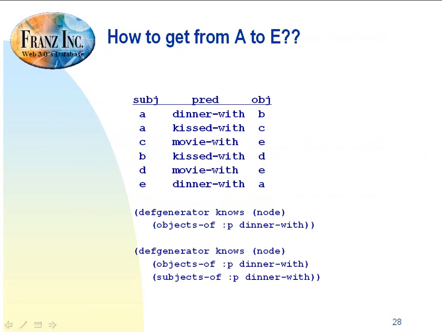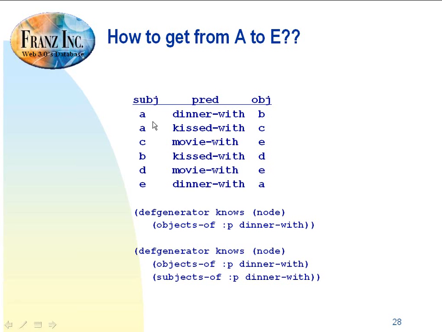Just to give you an example, say I have a little graph where A had dinner with B, A kissed with C, C had a movie with E, B kissed with D, D went to a movie with E, and E had a dinner with A. This is a little bit of a graph from my database of friendship and love, which I will demo later, but just take this little graph. Now, how do you get from A to E?